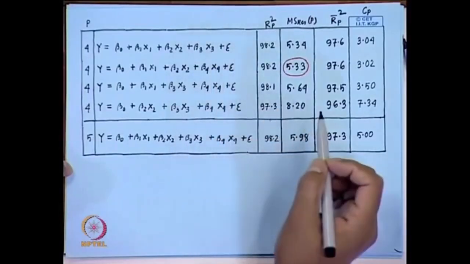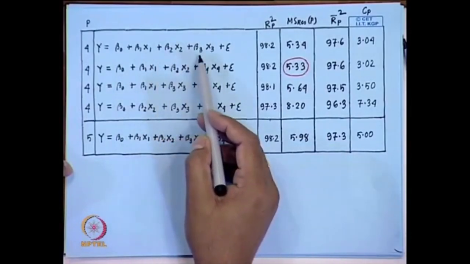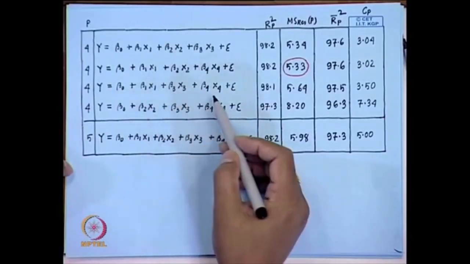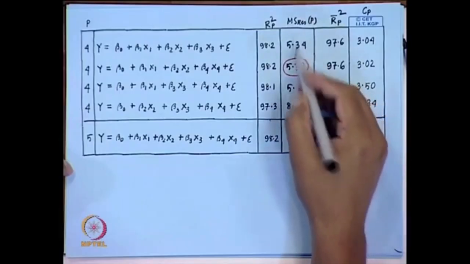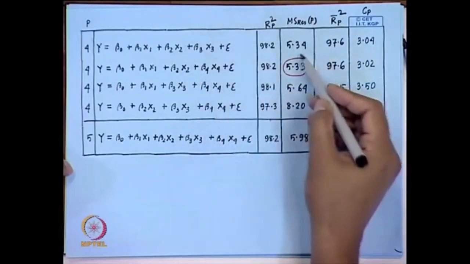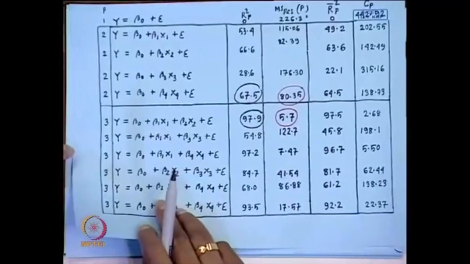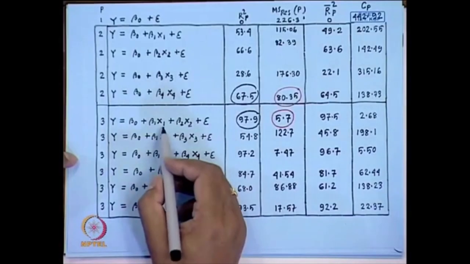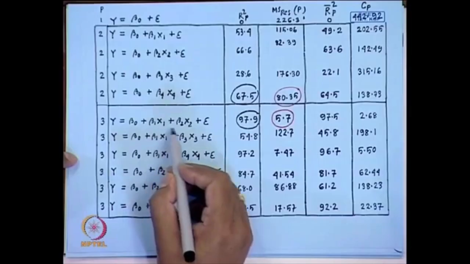Also, the other two models, the model involving x1, x2, x3 and the model involving x1, x3 and x4, also have a comparable value of MS residual. So, either you can go for this model or these two models, and if you prefer the model with two variables, then of course you have to go for the model which involves x1 and x2.